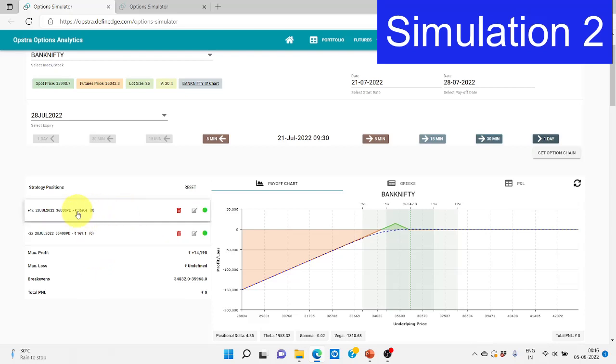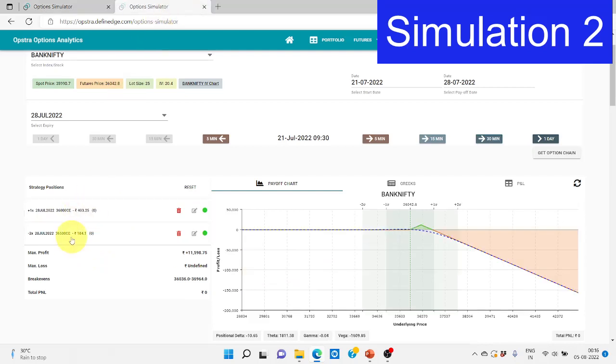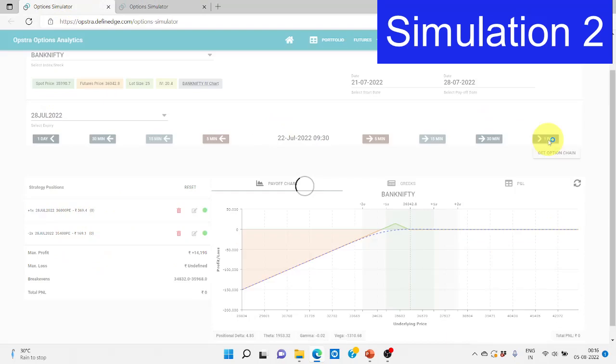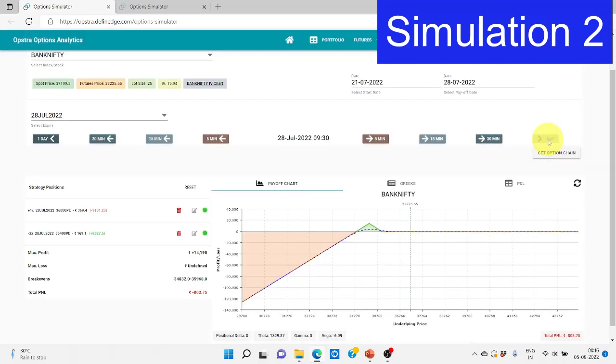You can see the premium difference also. In the last case it was somewhere around 480, and in this it was like 500-something, but here you can see only 403 and 369. So the premium is very less here. We'll see where it is going to end and how much we are going to lose or make money. We know this is the worst case, so it is going to be a losing side.